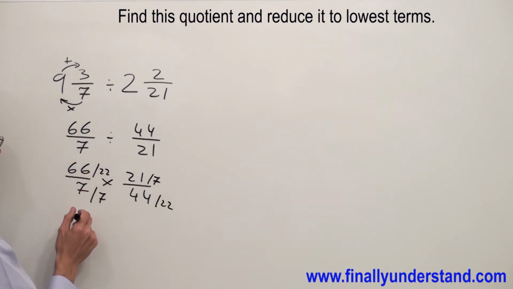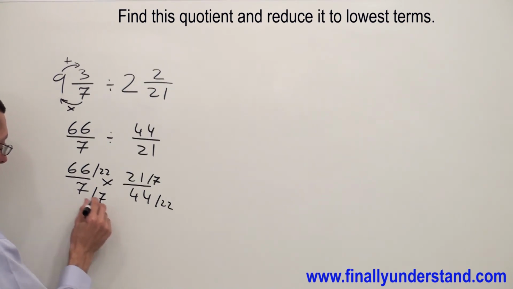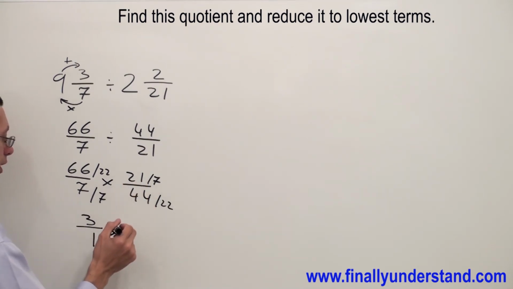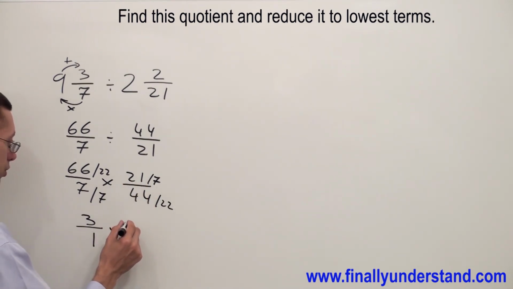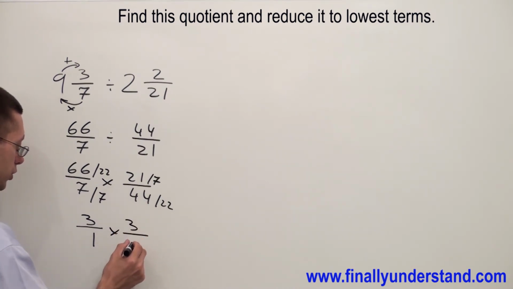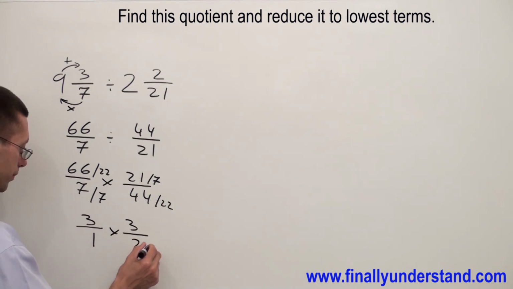66 divided by 22 is equal 3. 7 divided by 7 is 1. Times 21 divided by 7 is 3. Over 44 divided by 22 is 2.